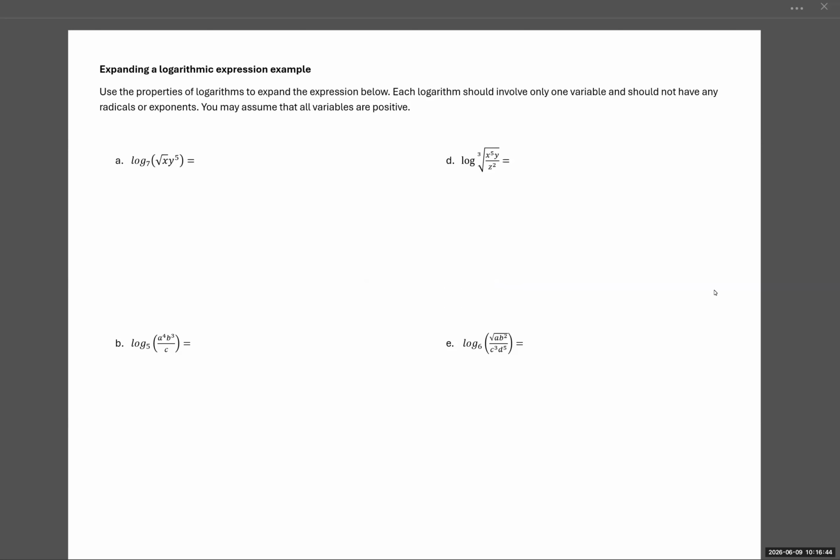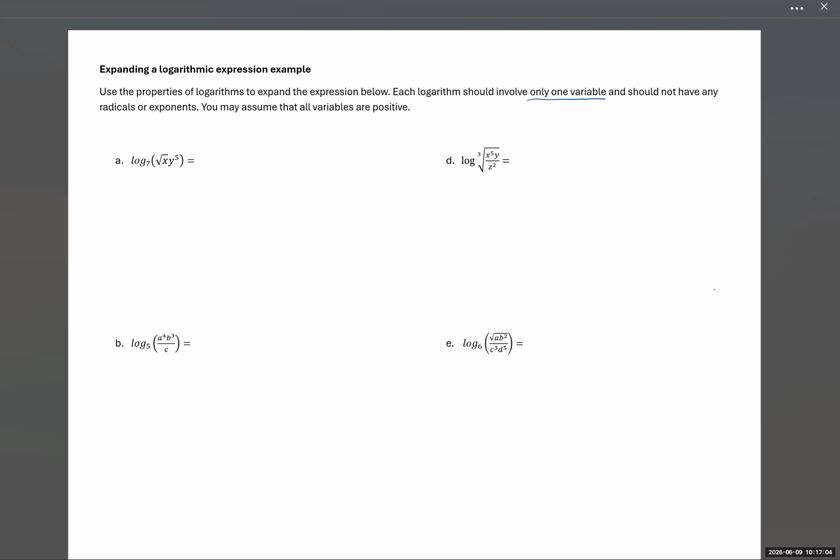This is an example on how to expand logarithmic equations using properties of logs. When we're done, our answer should have as many logarithms as we have variables to start with, since each log will have only one variable, and it should also have no radicals or exponents. So let's start with an easy one.